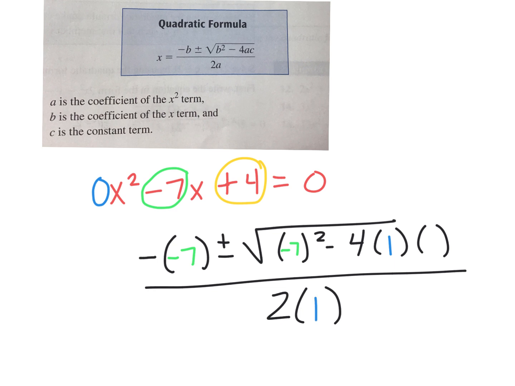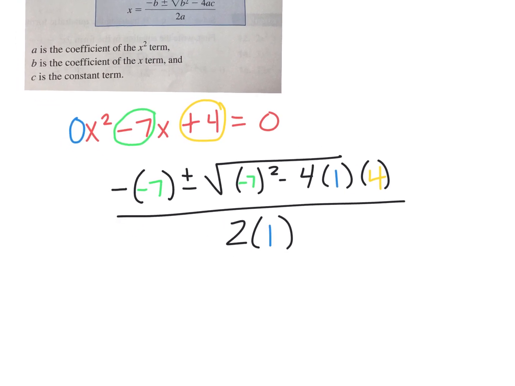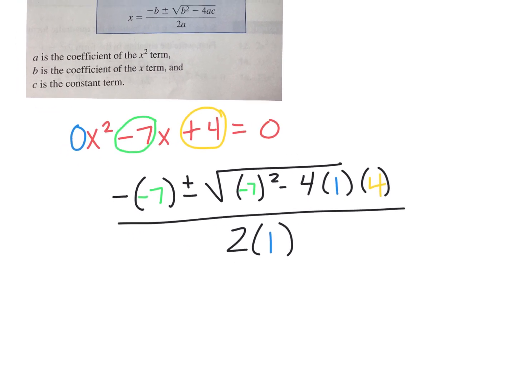A is 1, and then c is 4. So there's everything plugged in to the equation. And then we're just going to do the math. And we're going to have two equations because of this thing right here, the plus minus. We're going to do it once with plus, and we'll do it once with minus. I'll show you what I mean in just a second.